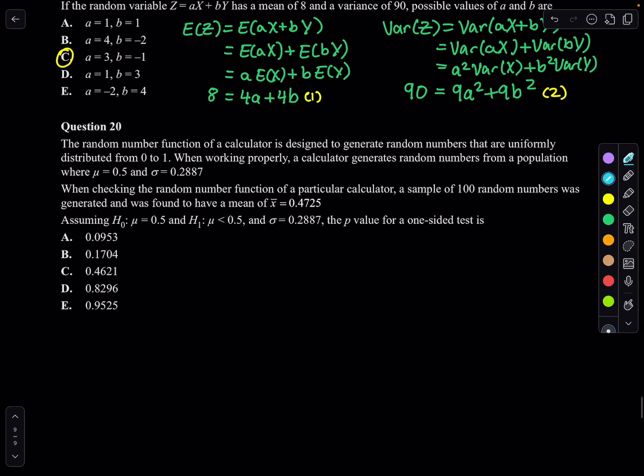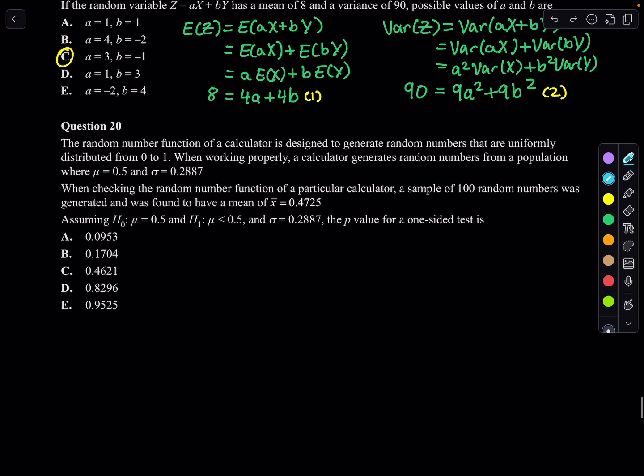Question 20. The random number function of a calculator is designed to generate random numbers that are uniformly distributed from 0 to 1. When working properly, a calculator generates random numbers from a population with a certain mean and standard deviation. When checking the random number function of a particular calculator, a sample of 100 random numbers was generated and was found to have a mean less than the average. Assuming the null hypothesis, and the alternative hypothesis is that the mean is actually less, we're trying to test if the mean is less than 0.5.